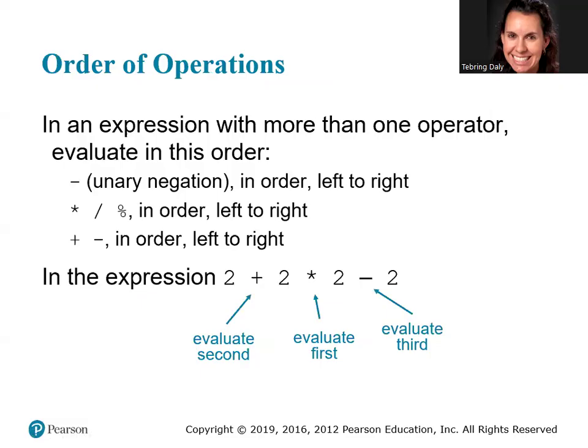Okay, so order of operations. First, if you have any type of negative, that's going to happen first. We don't typically work with negative numbers, but every once in a while we do. And then if you have any parentheses, that's always going to happen. If you have inner parentheses, that's going to happen first, and then outer parentheses. But if you don't have parentheses, then it jumps to the next level.